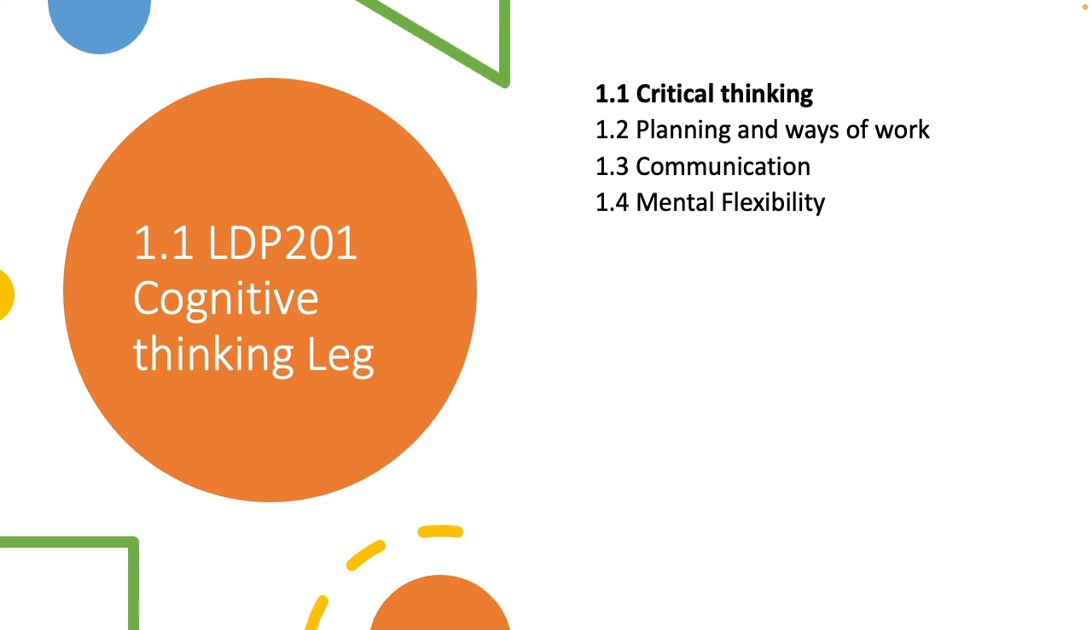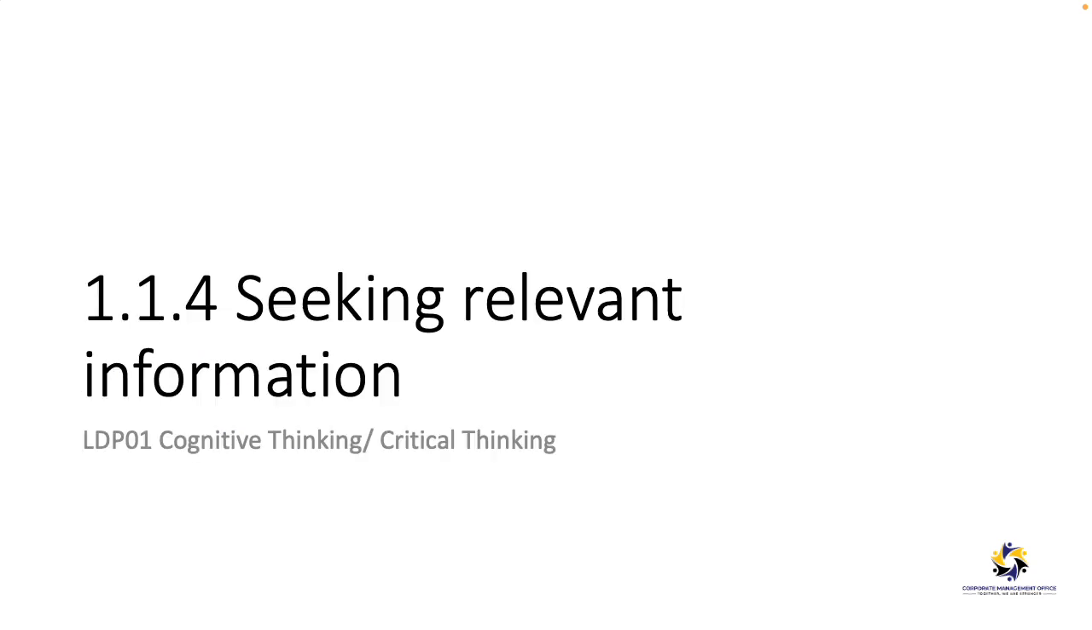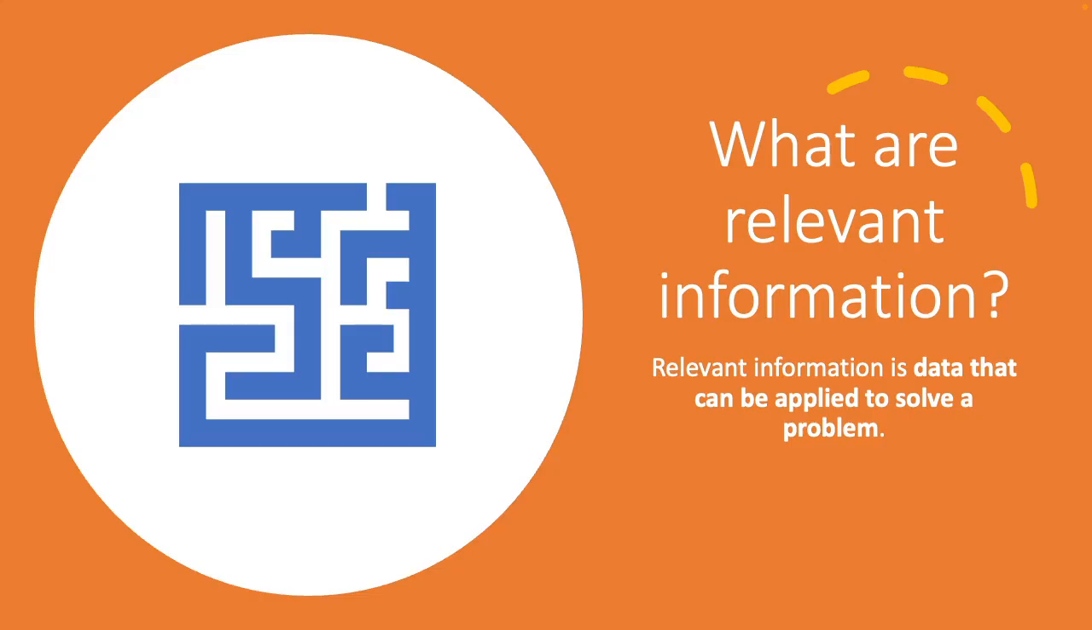Today we're going to talk about, we're still in critical thinking. And under the first leg of critical thinking, we're going to talk about seeking relevant information. So this is the topic for today. And again, when we normally start, we try to define the terminology of the topic itself. So when you talk about relevant information, this is data that is applied to solve a problem.